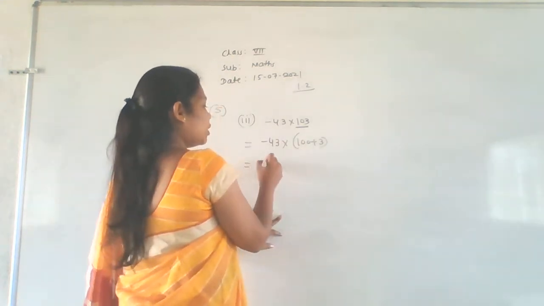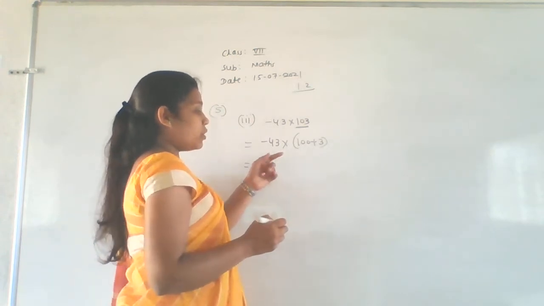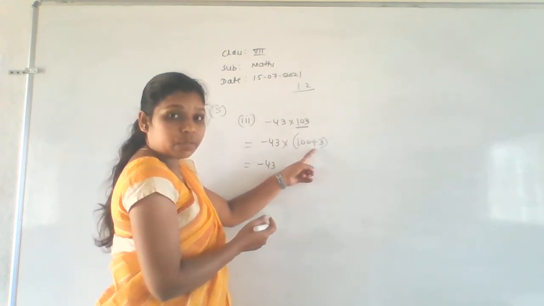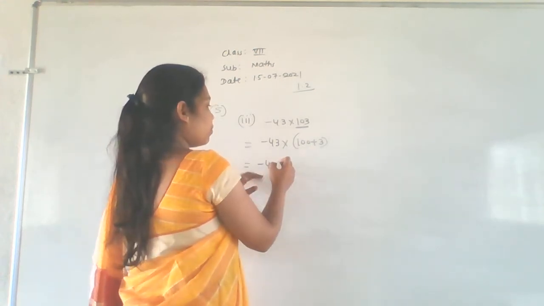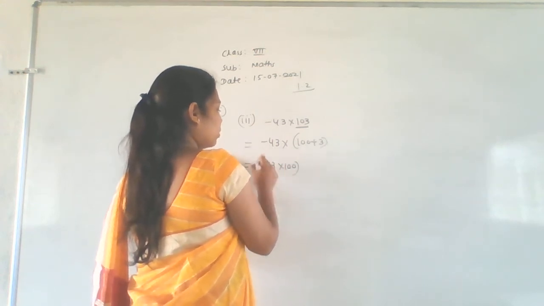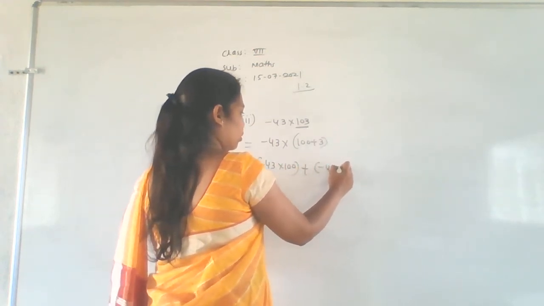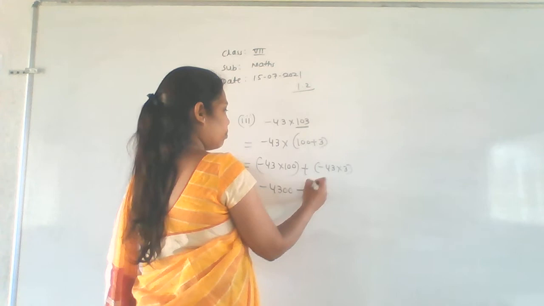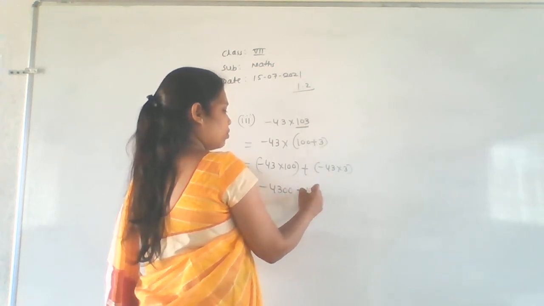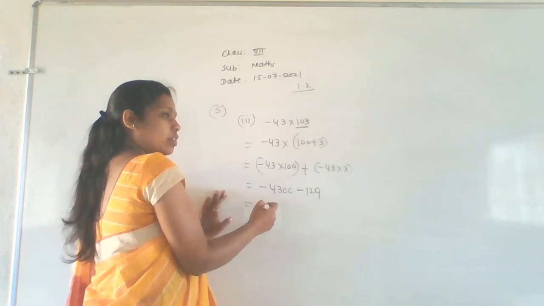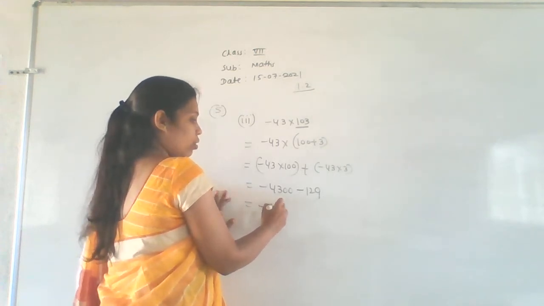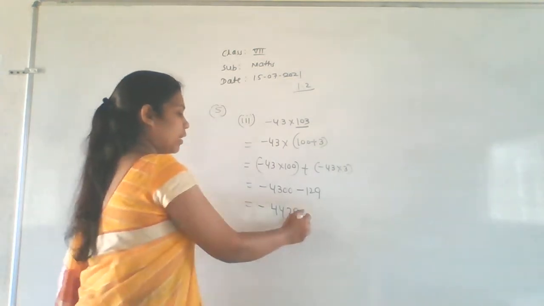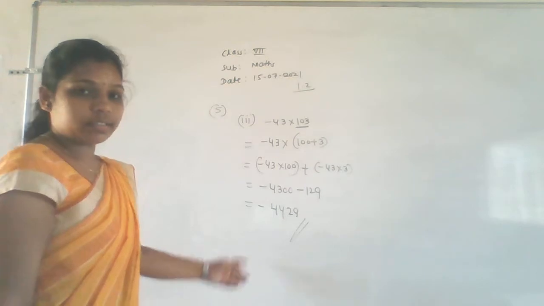Okay. So now which property we have to apply? Distributive property of multiplication under the addition. That property we have to apply here. So that will be the minus 43 into 100 plus of minus 43 into 3. So this will be the minus 4300, minus 3 3 is 9, 3 4 is 12. So now both are minus, we need to add the values. So minus 4429 is the answer. Okay, so this is the answer.